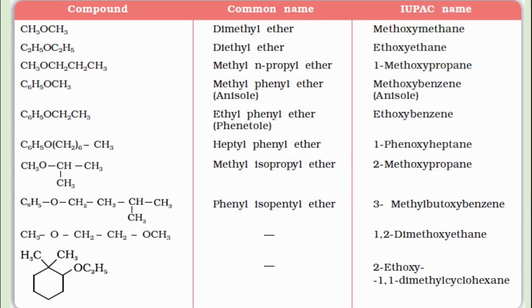6 carbons, so it is clearly cyclohexane. In cyclohexane, you have 2 methyl substituents and 1 ethoxy. So you will write them alphabetically, and ethoxy will come first. In the IUPAC naming alphabetical order of substituents, you will not see the D of di, you will see the M of methyl. So E will come first, right? So it becomes 2-ethoxy, 1,1-dimethyl, cyclohexane is the name.